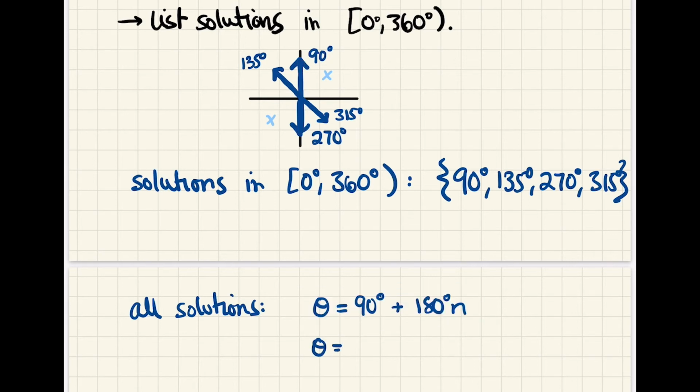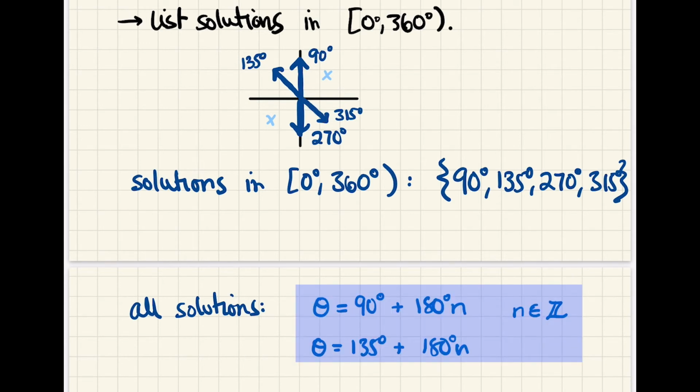And we can, with one more statement, capture the other two. We'll just say 135 degrees plus 180 degrees times n. Of course, we always have to stipulate that n must be an integer. And there we are. These combined statements constitute the full set of solutions to the original equation.